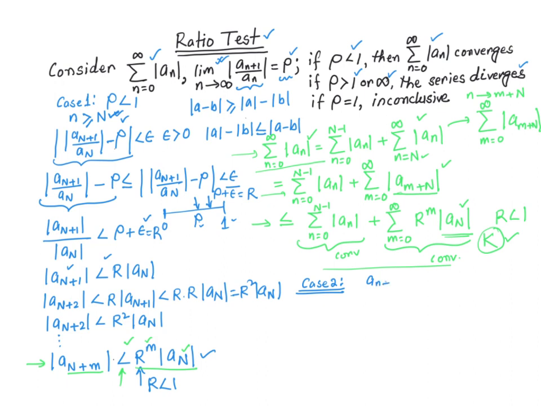The absolute value of a sub n plus 1 over a sub n is greater than 1. So for some capital N, if n is greater than or equal to N, the absolute value of a sub n plus 1 divided by the absolute value of a sub n is going to be greater than 1, or the absolute value of a sub n plus 1 is greater than the absolute value of a sub n.